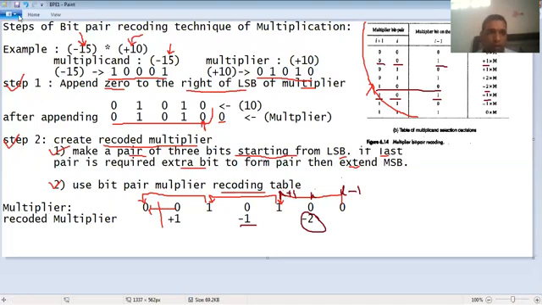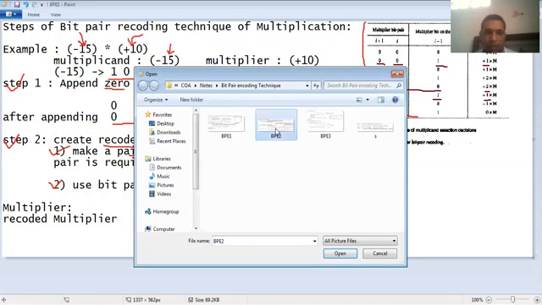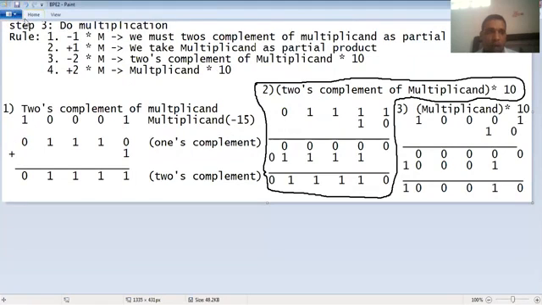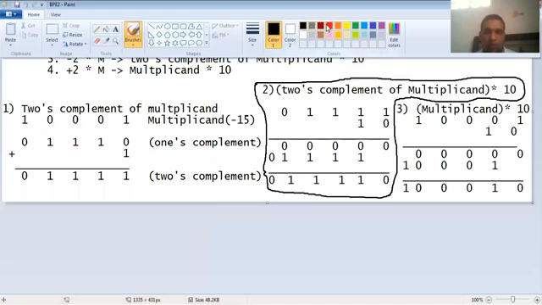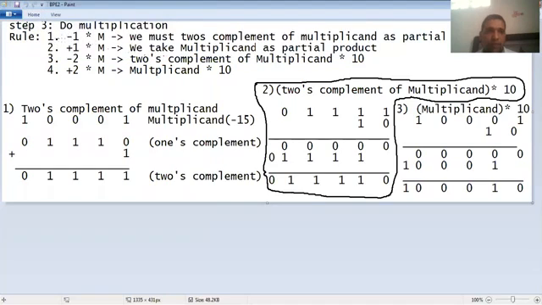Let us move to the next step, step number 3. Here I must understand some important rules. The very first rule is if the recorded multiplier bit is minus 1, I must take the 2's complement of multiplicand as a partial product. And if recorded multiplier bit is plus 1, I have to take the multiplicand as a partial product.